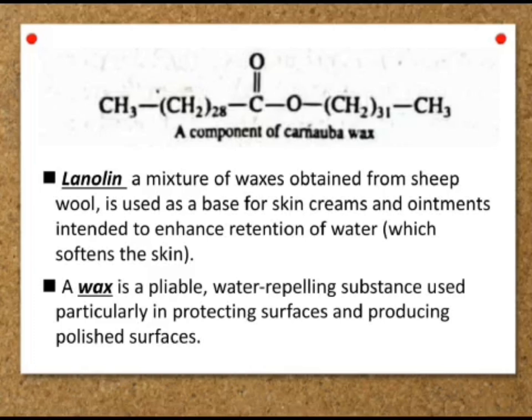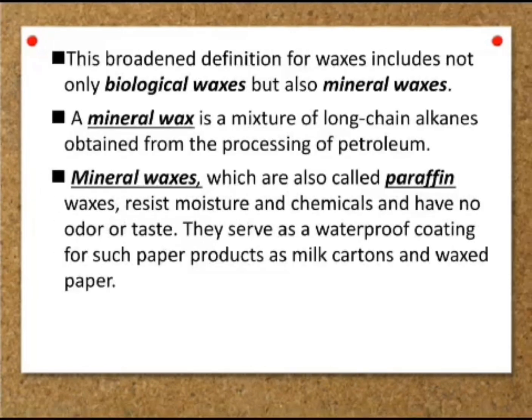A wax is a pliable, water-repelling substance used particularly in protecting surfaces and producing polished surfaces. Wax is pliable, meaning wax is easily molded or shaped. In short, wax is made to protect surfaces and to produce polished surfaces. This broadened definition for waxes includes not only biological waxes but also mineral waxes. Biological waxes are from living organisms and mineral waxes are from mineral sources.